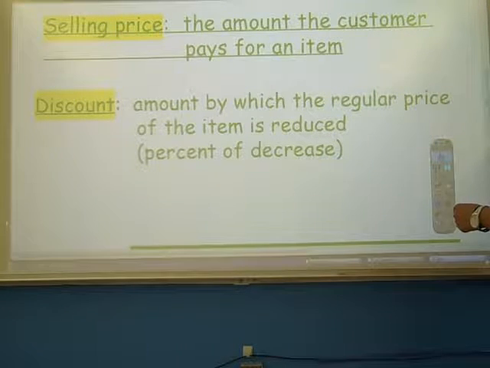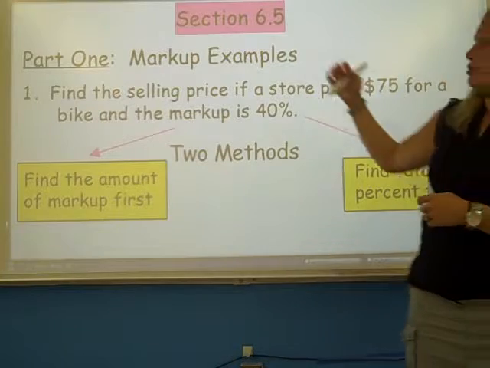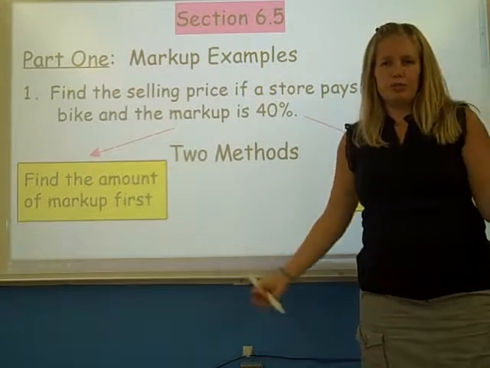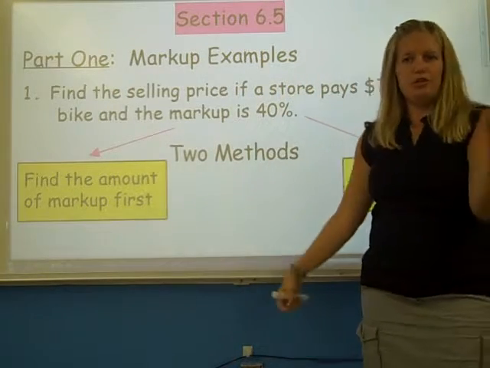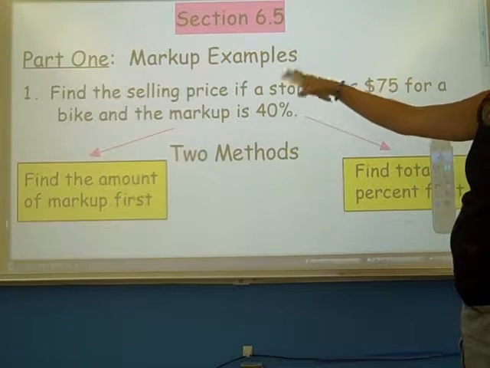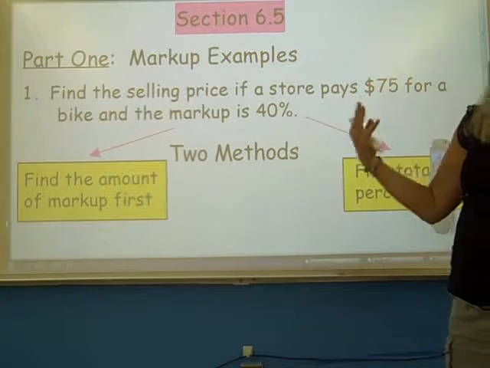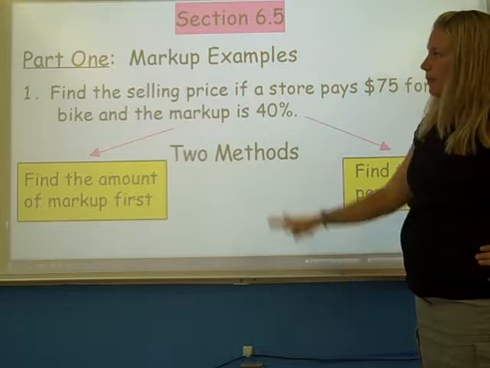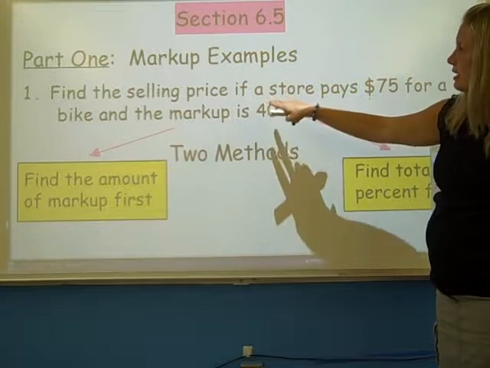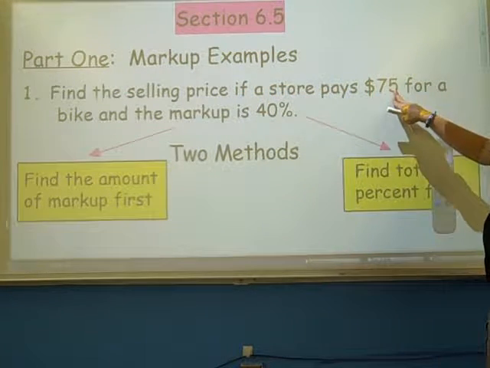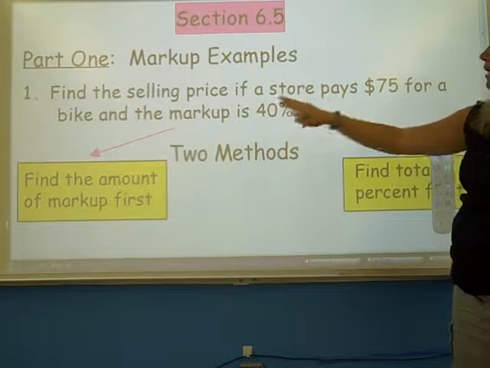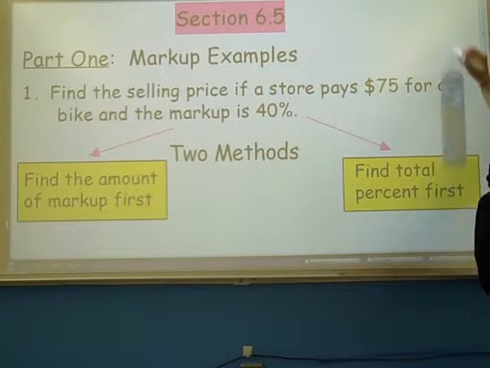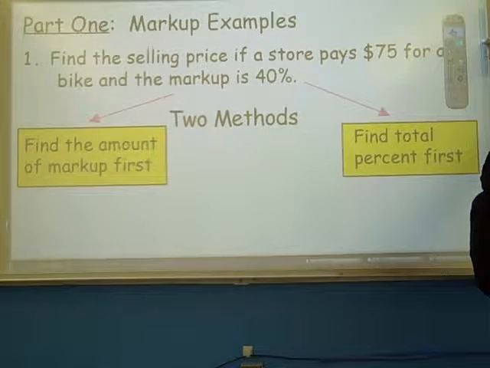Alright, so let's do some examples. I'm going to do a markup example with you, then you're going to do it on your own. Then I'm going to do a discount example, and then you're going to do it on your own. Two ways to do this. I'm going to teach you both. You can decide which way you like better. Find the selling price if a store pays $75 for a bike and the markup is 40%. So this is part one, by the way.